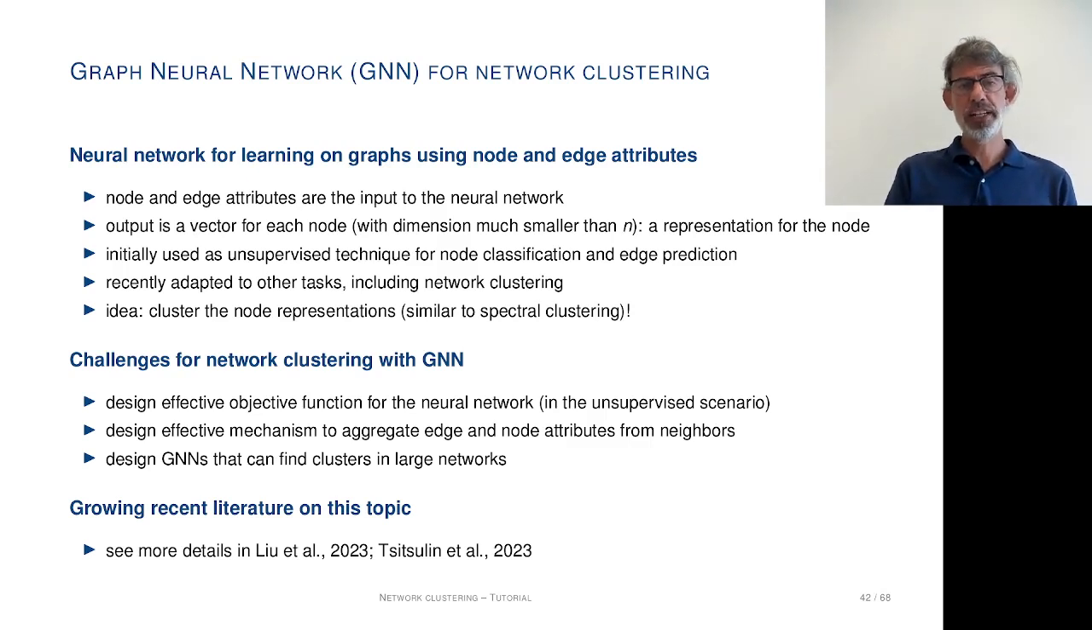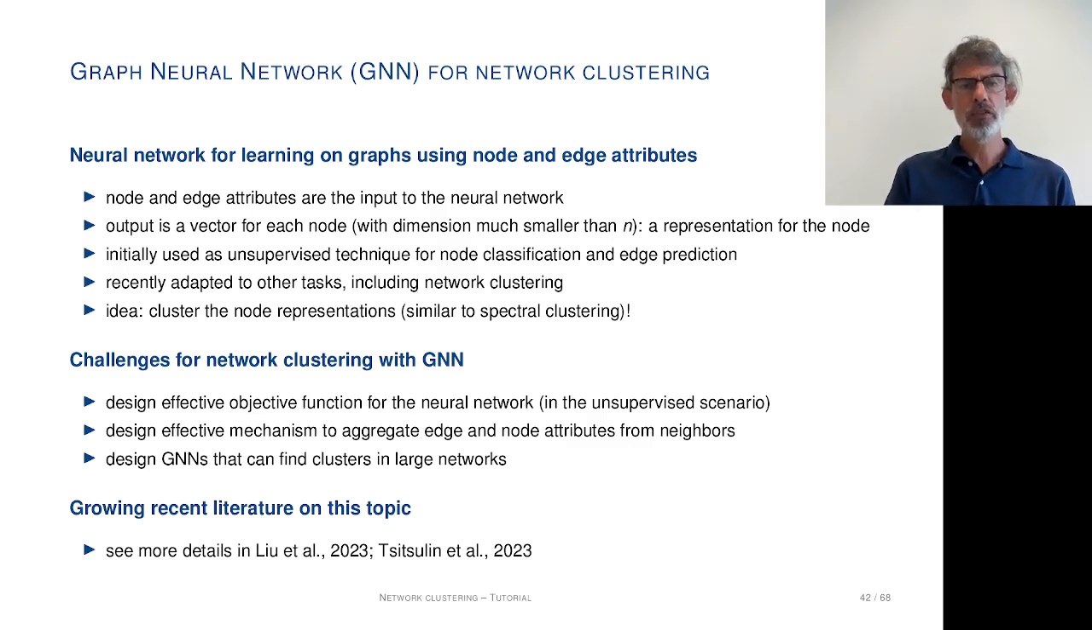Initially, GNNs were used for unsupervised tasks like node classification and edge prediction, but recently the GNN has been adapted to other tasks, including network clustering. And the idea here is to cluster the node representations. I use my neural network to generate a representation for the node, and I take these representations as vectors in Euclidean space, and then I cluster these points in space, very similar to what we did with spectral network clustering.